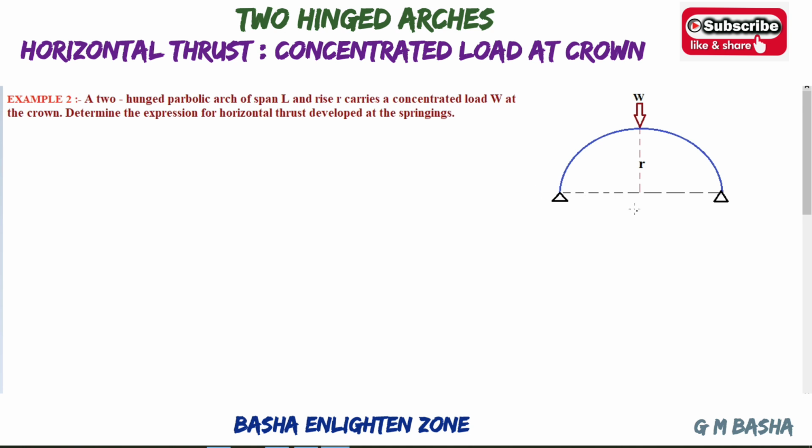See here, this is the two-hinged arch, one hinge at A, another at B. Only hinges at the springing levels. So here they are asking at the springing. Springing means abutments, both at A and B, and crown, that is point C, which is exactly at the center. For a three-hinged arch, there will be one more hinge at crown C, but here only two hinges, one at A, another at B. That is the difference between two-hinged arches and three-hinged arches.